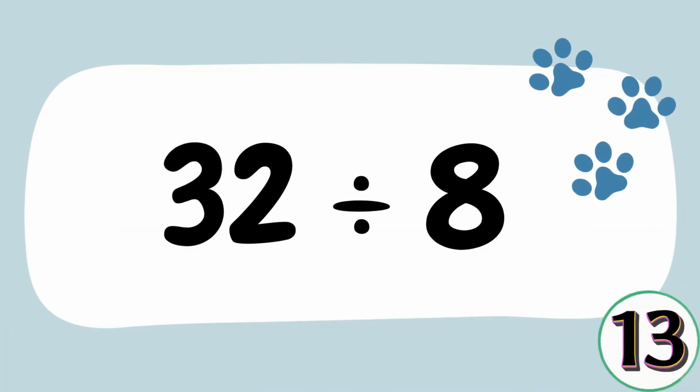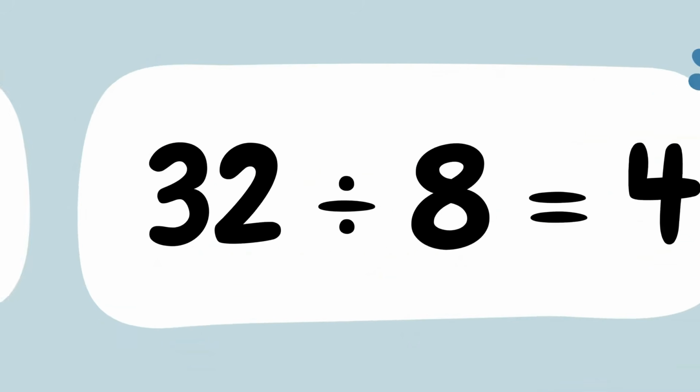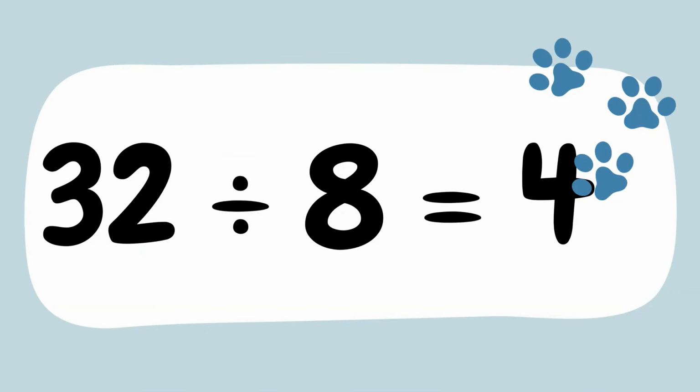What is 32 divided by 8? The answer is 4. 32 divided by 8 is 4.